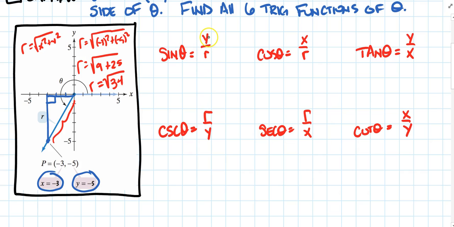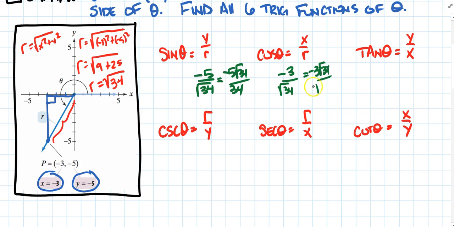The sine of theta is the value of y divided by r, so in this case it's going to be -5 divided by the square root of 34. But of course we rationalize to get -5 rad 34 over 34. Easy. The cosine is going to be -3 over rad 34. Rationalizing gives me -3 rad 34 over 34.